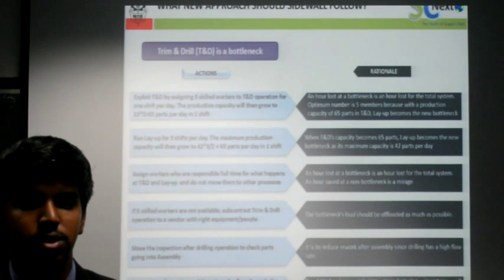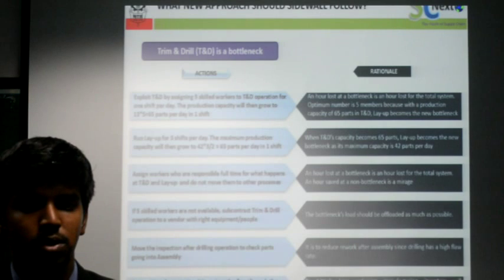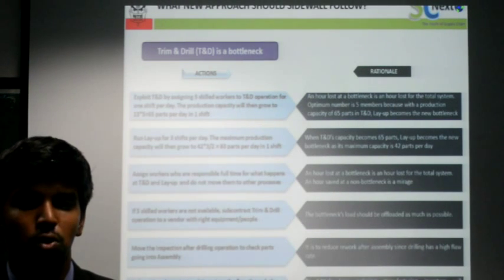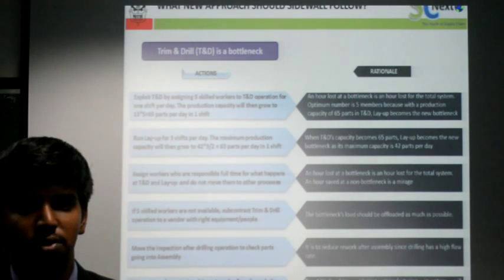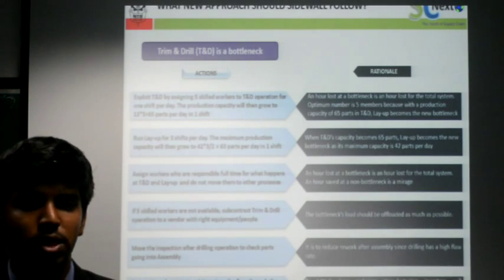Then we assign workers who are responsible full time for what happens at the trim and drill and layup, and make sure we don't move them to the other processes for expediting orders. But trim and drill is not an ordinary operation, and it requires highly skilled workers. So if 5 skilled workers are not available, we can subcontract the trim and drill operation to a vendor with the right equipment and people. Now, since trim and drill has a high flaw rate and those flaws are identified only during the assembly, we can reduce rework by moving the quality inspection after trim and drill.